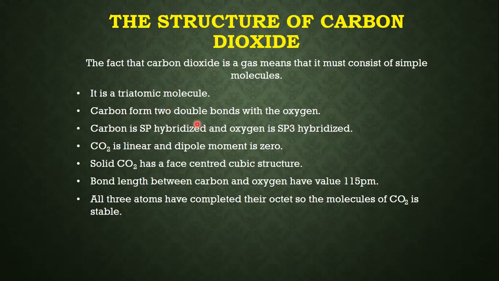Carbon forms two double bonds with each oxygen atom. Carbon is sp hybridized and oxygen is sp3 hybridized. Carbon dioxide is linear and its dipole moment is zero. Solid carbon dioxide has a face-centered cubic structure. The bond length between carbon and oxygen has a value of 115 pm. All three atoms have completed their octet, so the molecule of carbon dioxide is stable.